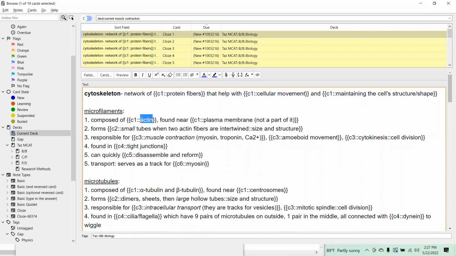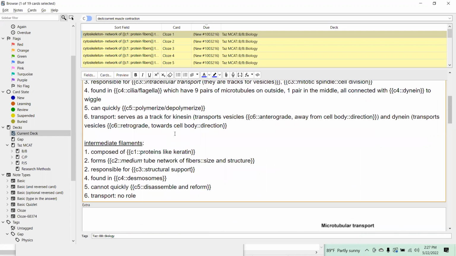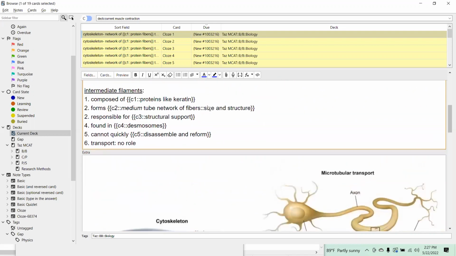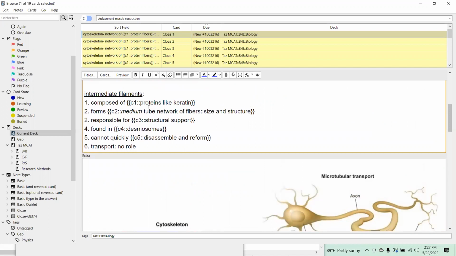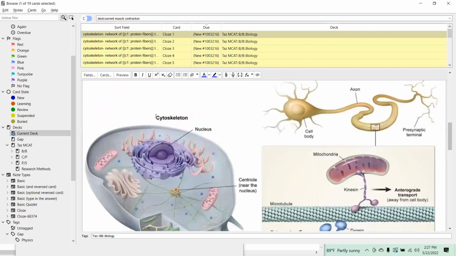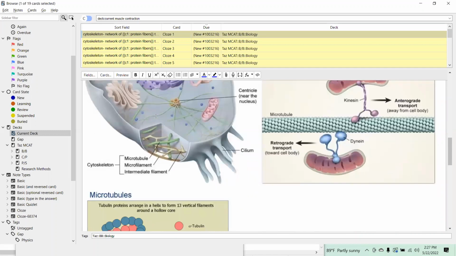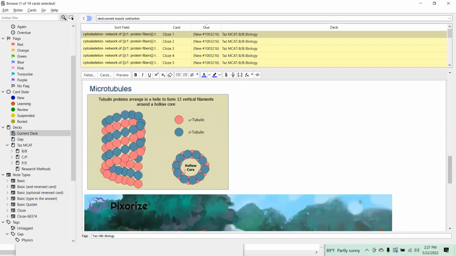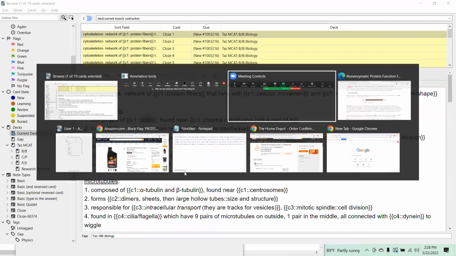Another handy little mnemonic: actin sounds like thin. These are the thin ones. These are the thin filaments. Whereas microtubules are big hollow tubes. And then intermediate is just intermediate, in between. They're not super thick, they're not super thin. And we have some nice pictures of the cytoskeleton here, microtubule being hollow here, and so on.